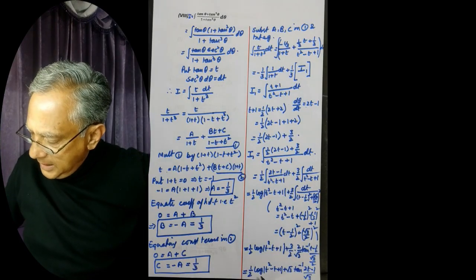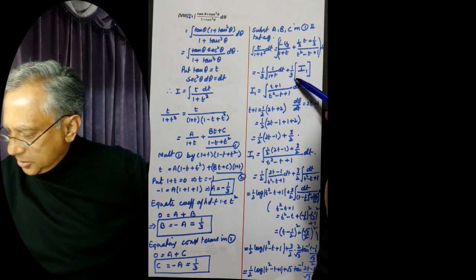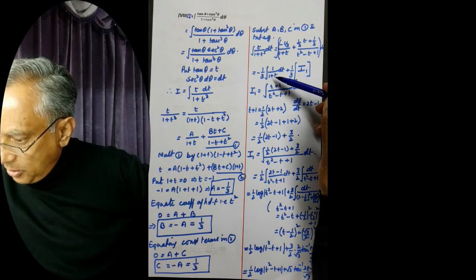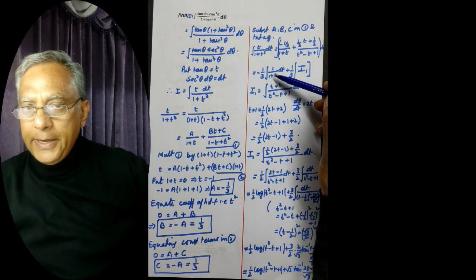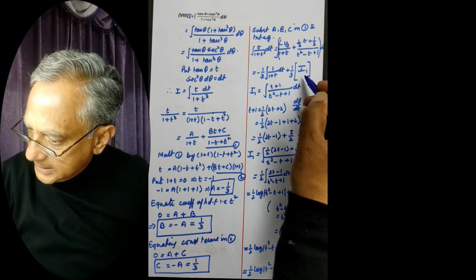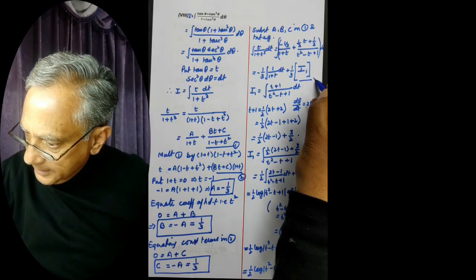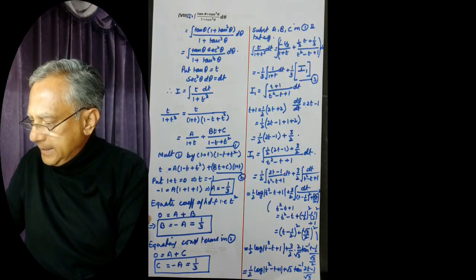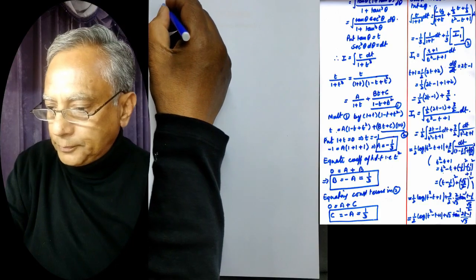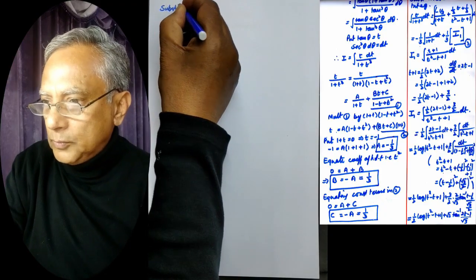So this is the integration of I1, and the integration of this is minus 1 by 3 log of 1 plus t. Now we substitute this in, say this equation as 3. So what we get is, substituting in 3.